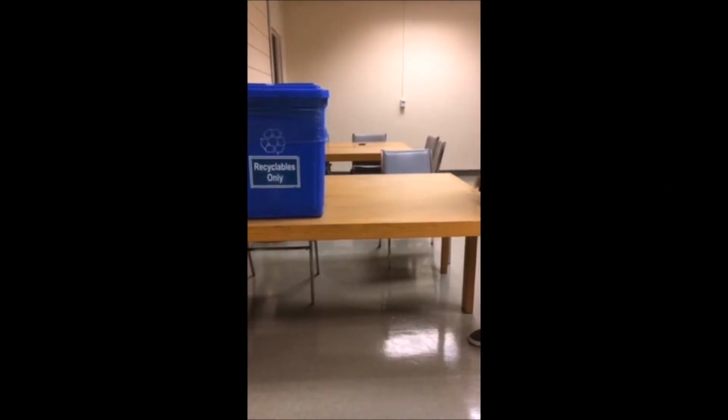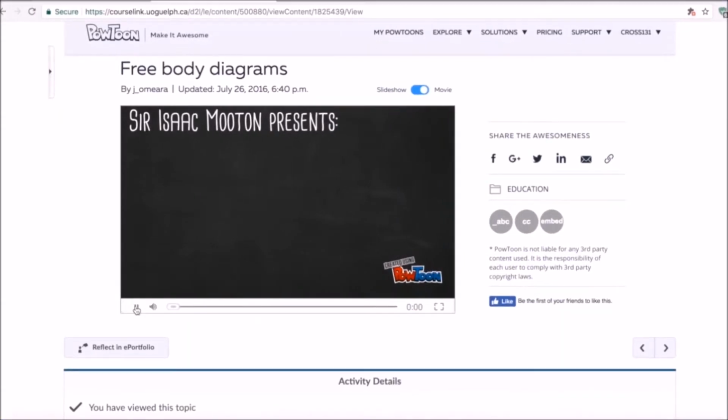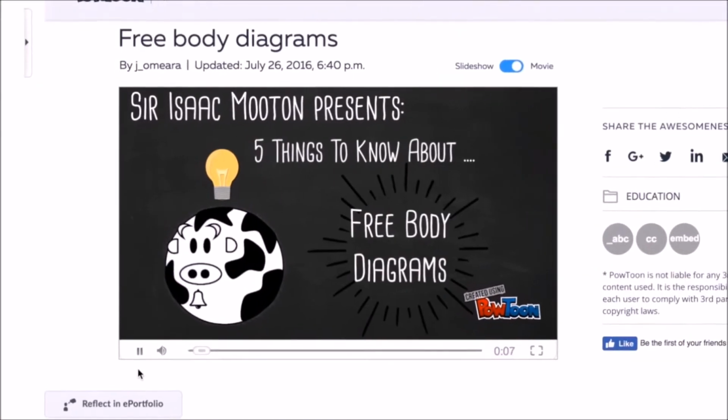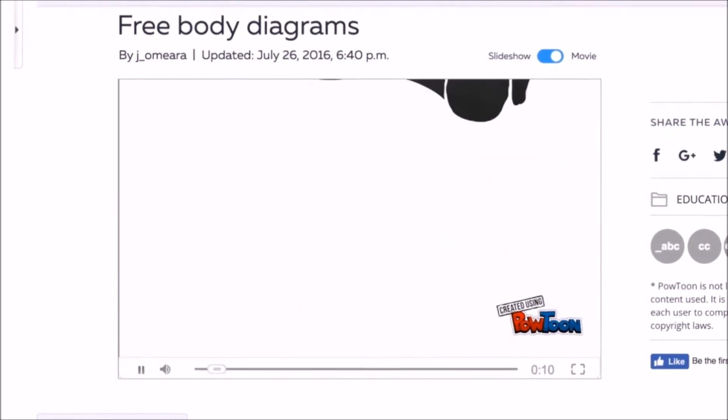Newton's second law says that the net force on an object is equal to its mass times its acceleration. This means that if the forces on this recycling bin are unbalanced, it will begin to accelerate. All this information can be organized in a free body diagram. If you want to learn more about free body diagrams, check out this video by Joanne.